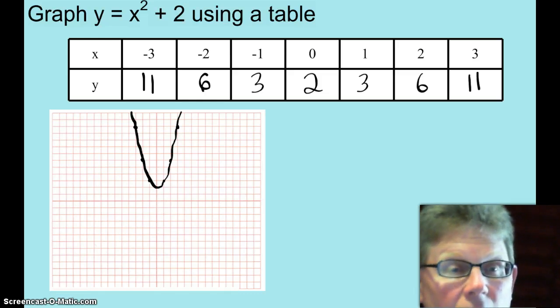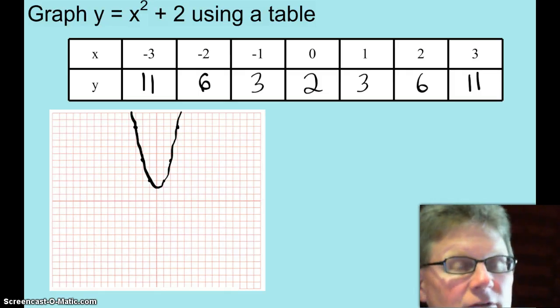Tell you what, it's a lot harder to do on this recording than it is on the smartboard, at least drawing out that parabola. That was not easy.